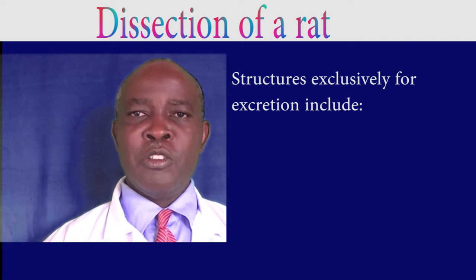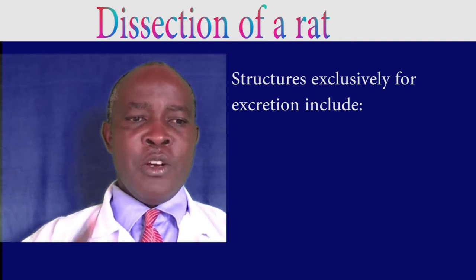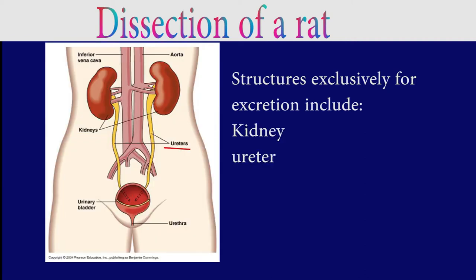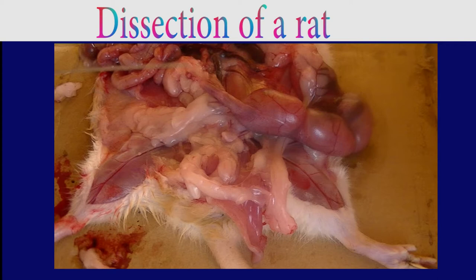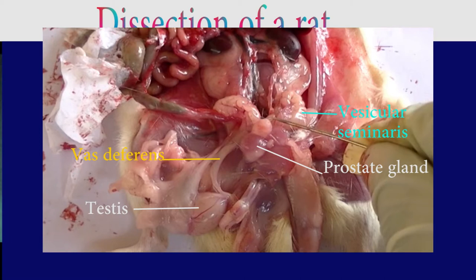Structures exclusive for urination are the same in the male and female rat. They include kidney, ureter, and bladder. Structures exclusive for reproduction in the female include ovary, fallopian tube, uterus, and vagina. Structures exclusive for reproduction in the male include testes, vas deferens, prostate glands, vesicular seminalis, and coagulating glands.